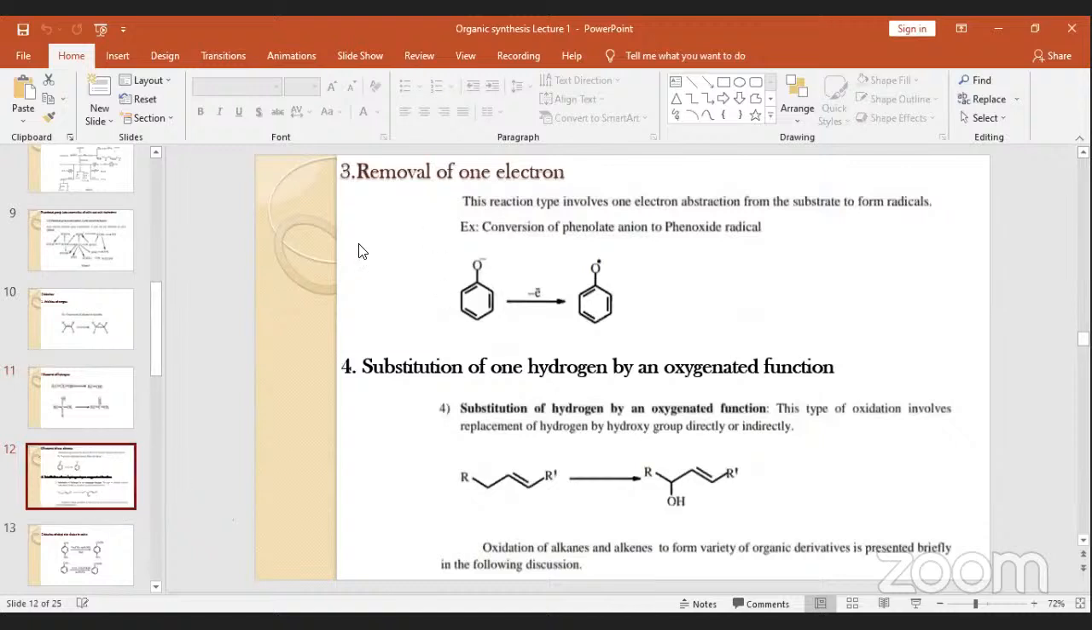And what is the other method of oxidation? It is removal of one electron from an anion. Let us take an example, phenoxide. Here, from phenoxide, we are removing an electron, so you will get a phenoxy radical. So conversion of phenoxy anion to phenoxy radical is an oxidation reaction.